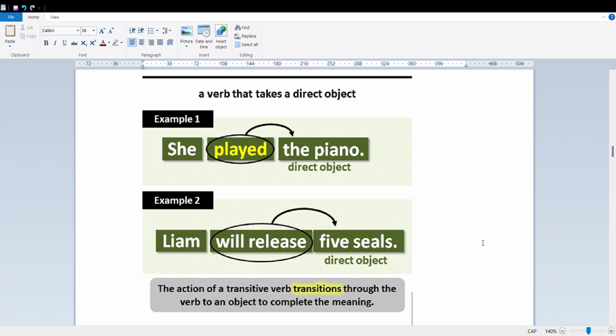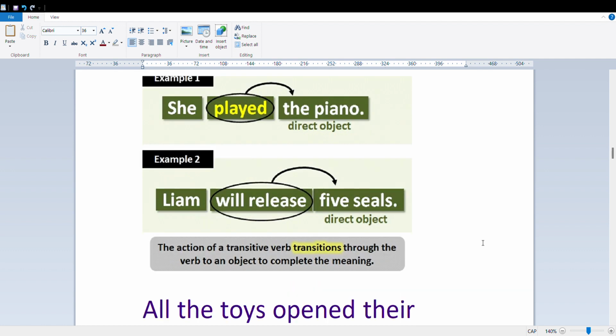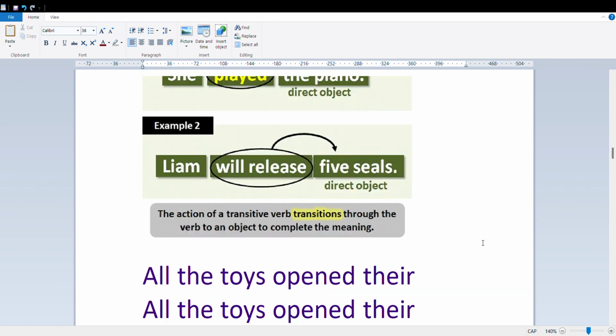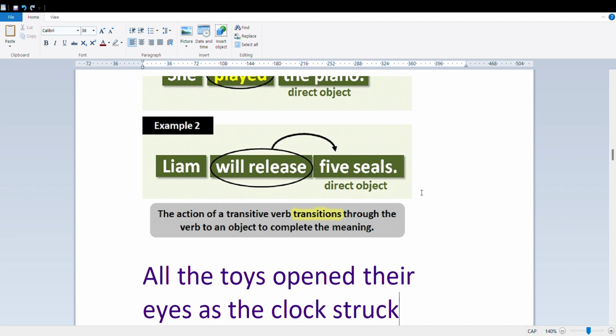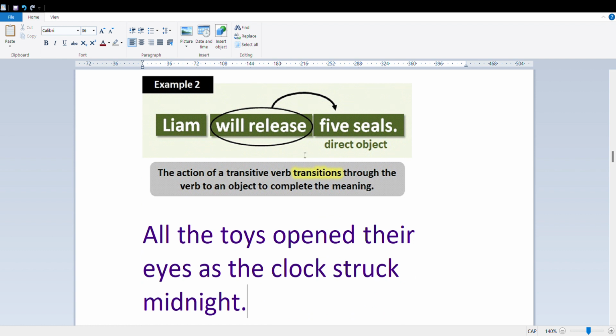Okay. Let's go for the second example. Liam will release 5 seals. Here, what is your subject? Liam. Your transitive verb here will be will release. Do not forget will release. And then 5 seals, your direct object. Okay. So the action of a transitive verb transitions through the verb to an object to complete the meaning.